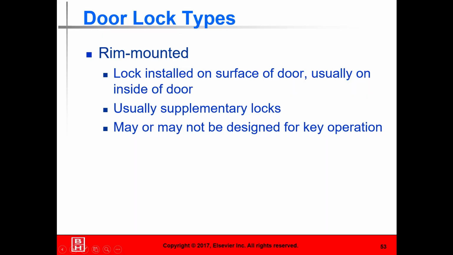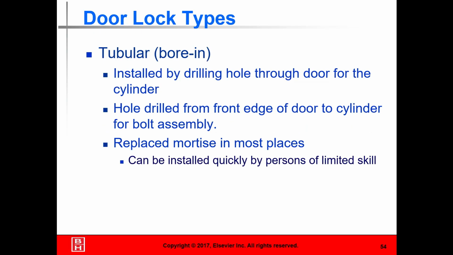A rim-mounted door lock is installed on the surface of the door, usually on the inside of the door, usually as a supplementary lock. You usually have a key to operate it.